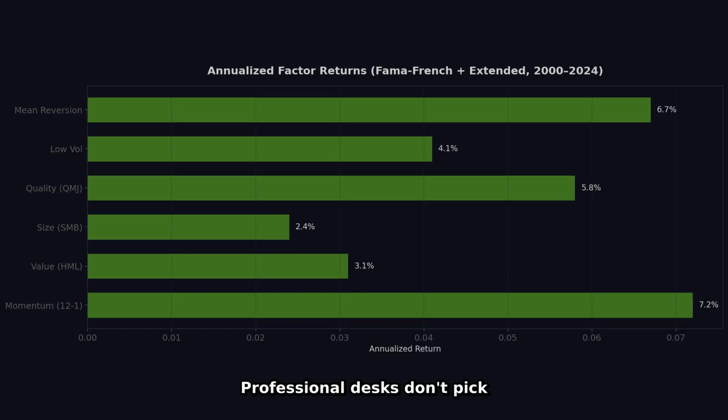Professional desks don't pick pairs by eyeballing charts. They use systematic statistical filters. Correlation: pick stocks in the same sector with historically high correlation, say above 0.8 over a one-year look-back. Distance or co-integration tests: Quantpedia's distance approach normalizes prices, then selects the closest pairs by historical Euclidean distance. More advanced desks use co-integration tests like Engle-Granger to ensure a stable long-run relationship.